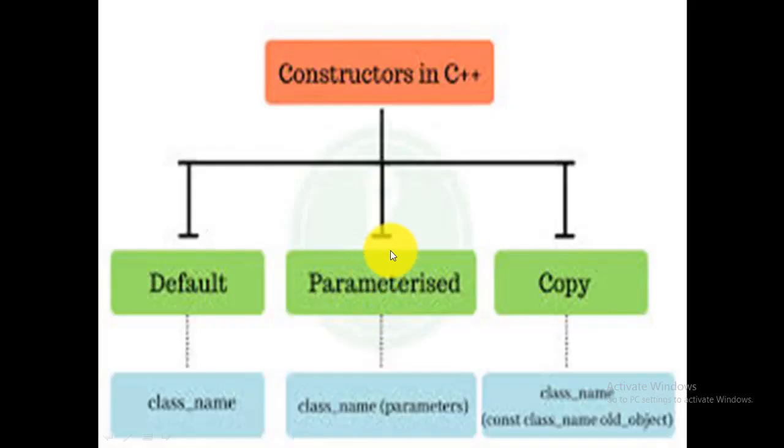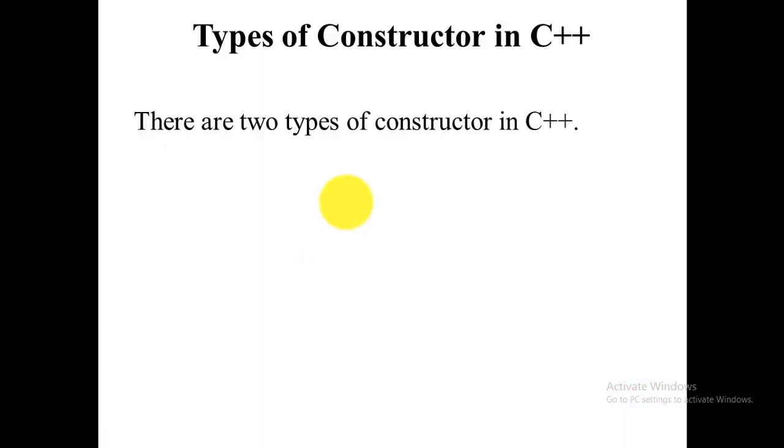So constructors in C++, there are three types of constructors in C++. Number one is default constructor. Number two is parameterized constructor. Number three is copy constructor. Let's see each of them one by one in detail.